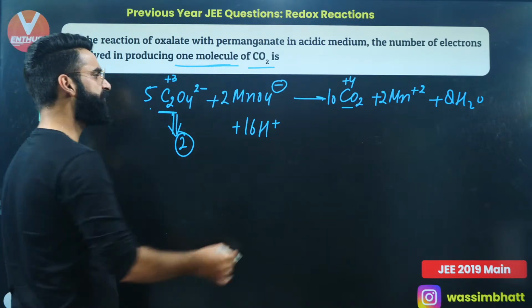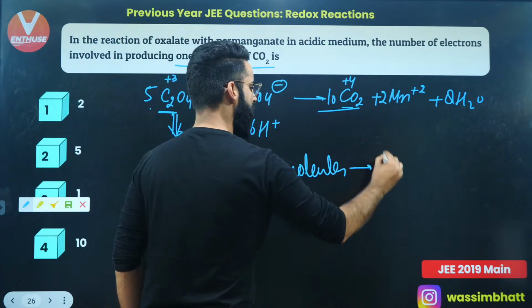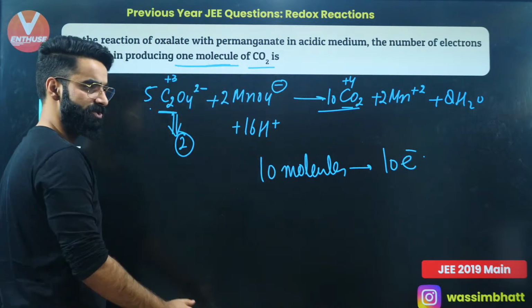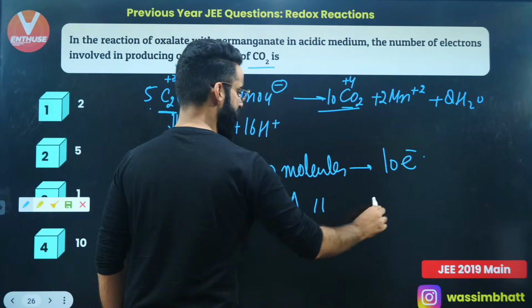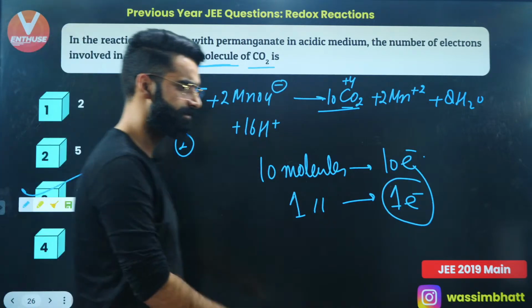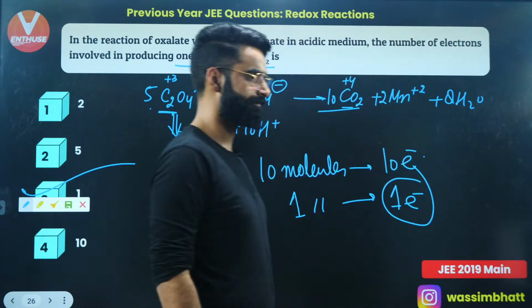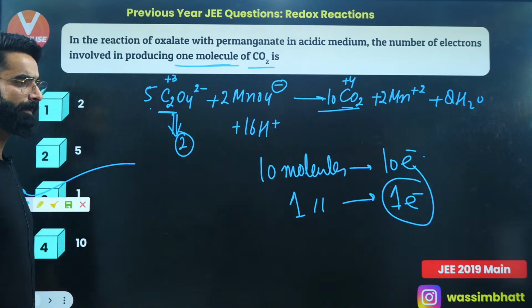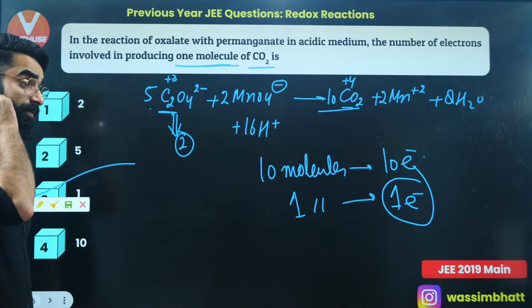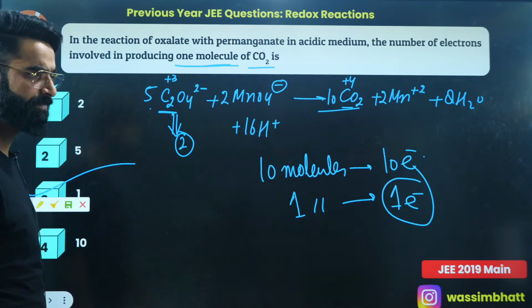So for the formation of 10 molecules of carbon dioxide, how many electrons are being exchanged? 10 electrons are being exchanged. So for the formation of 1 molecule of carbon dioxide, how many electrons are being exchanged? 1 electron will be exchanged. So 1 is going to be the answer of this question. As simple as that, right? For the formation of 10 molecules of carbon dioxide, 10 electrons are exchanged. So for the formation of 1 molecule of carbon dioxide, simple, 1 electron will be exchanged.